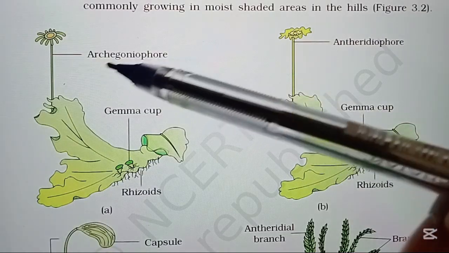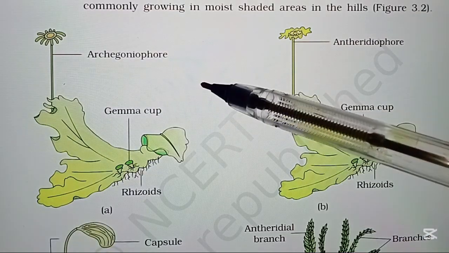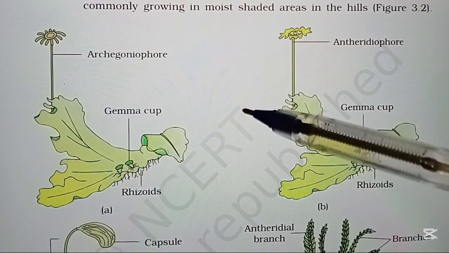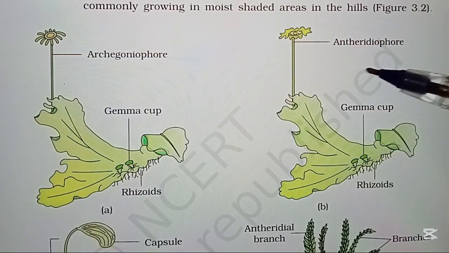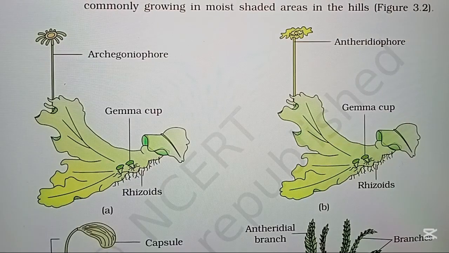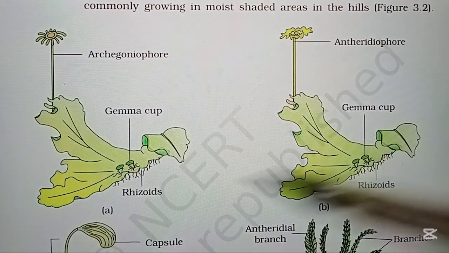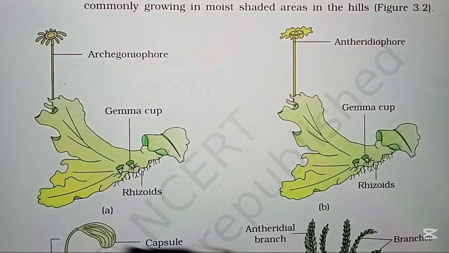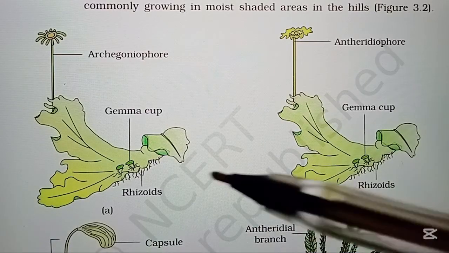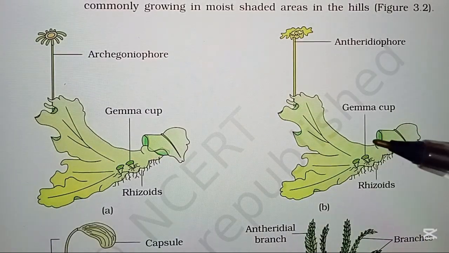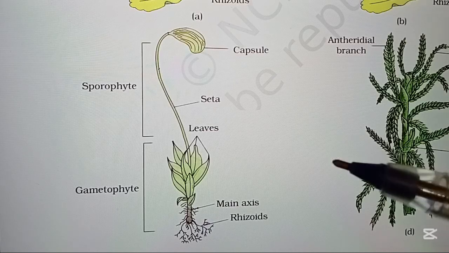So archegoniophore produces archegonia. Archegonia produces the egg. The antheridiophore produces the antheridia. Antheridia produces sperms. And just like in the female, the gemma cup functions the same, as well as the rhizoids. The gemma cup helps in asexual reproduction. So that's all about the female and male liverworts.